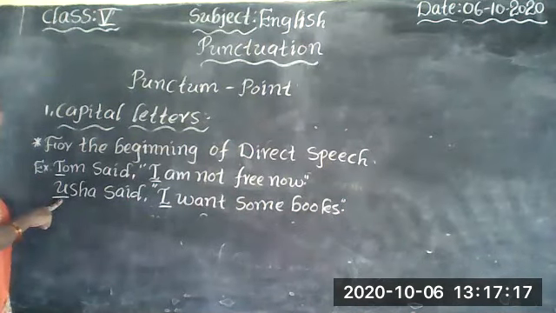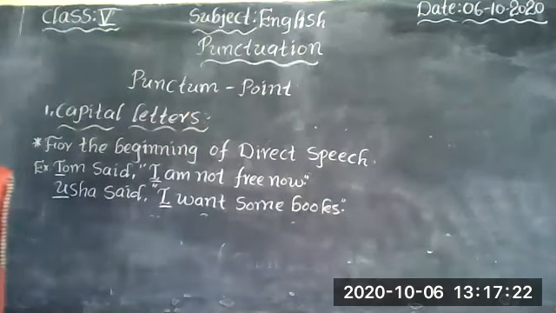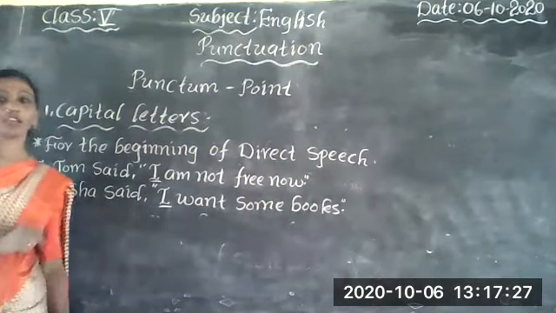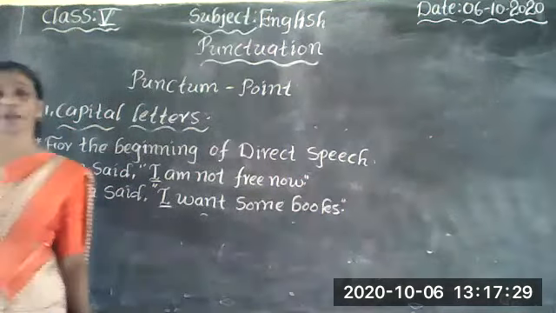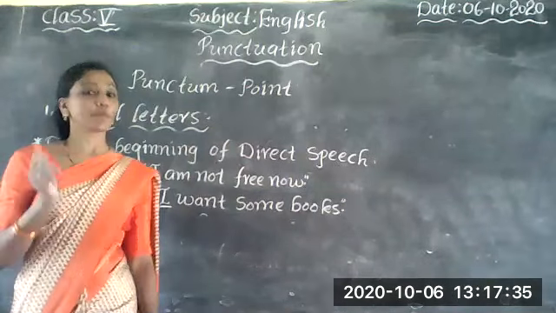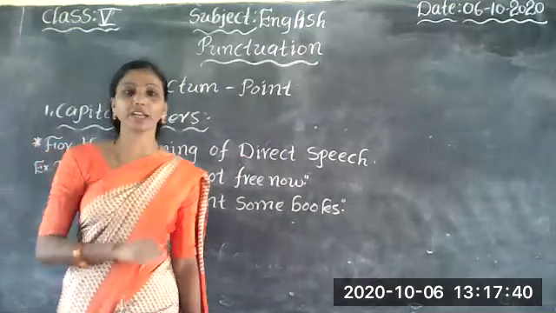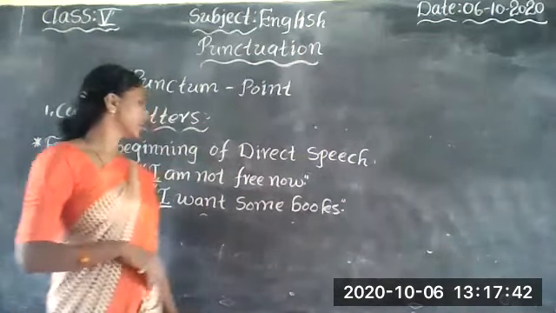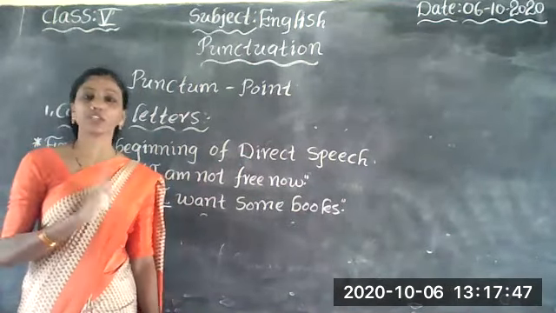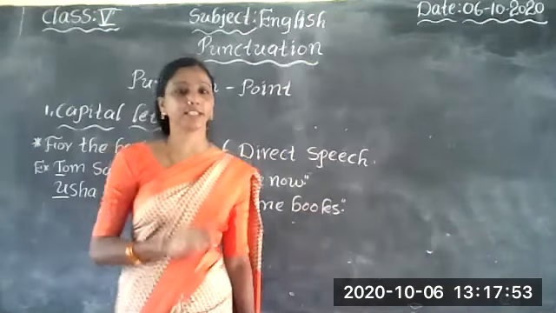Is it clear, students? Where do we use capital letters? The first rule is that we use them at the beginning of the sentence. And at the beginning of proper nouns, we use capital letters. And the pronoun I, whenever we are writing I as a pronoun, we write it in capital letters. And for the abbreviation, whenever we are writing an abbreviation, we must use capital letters. Okay? And the pronoun he, him, his.